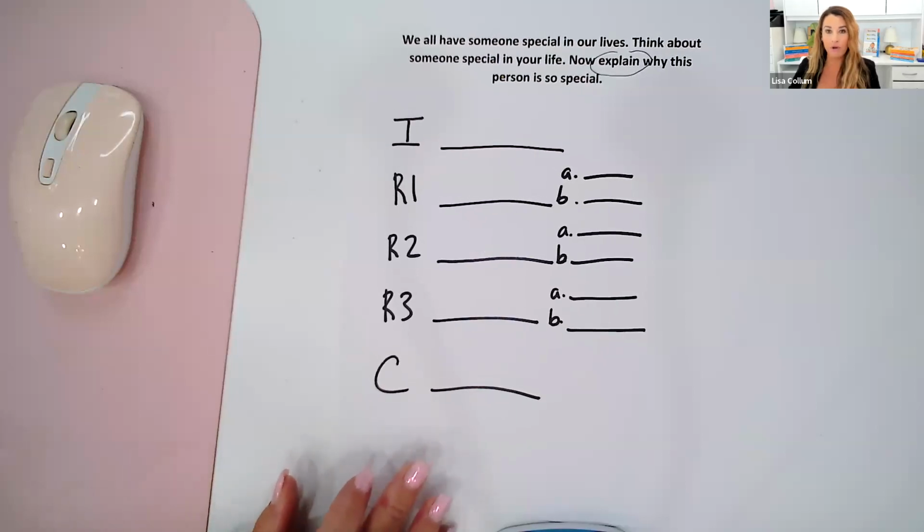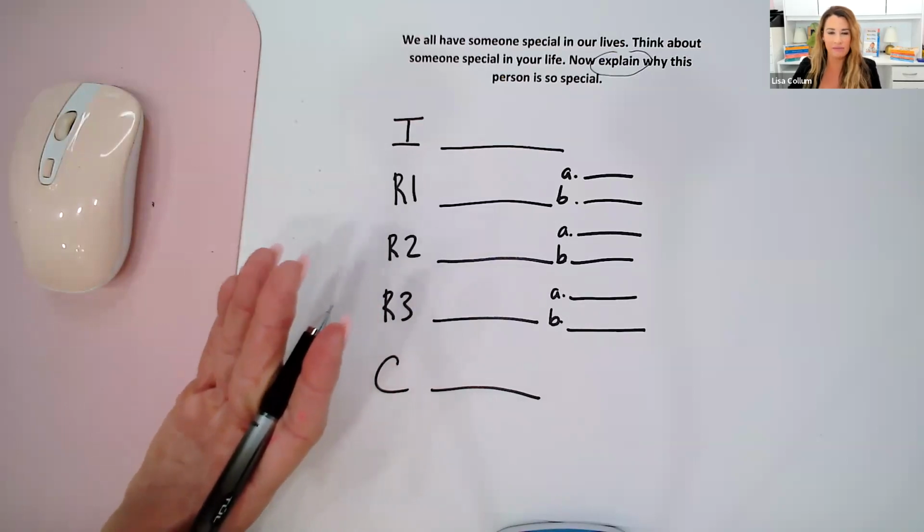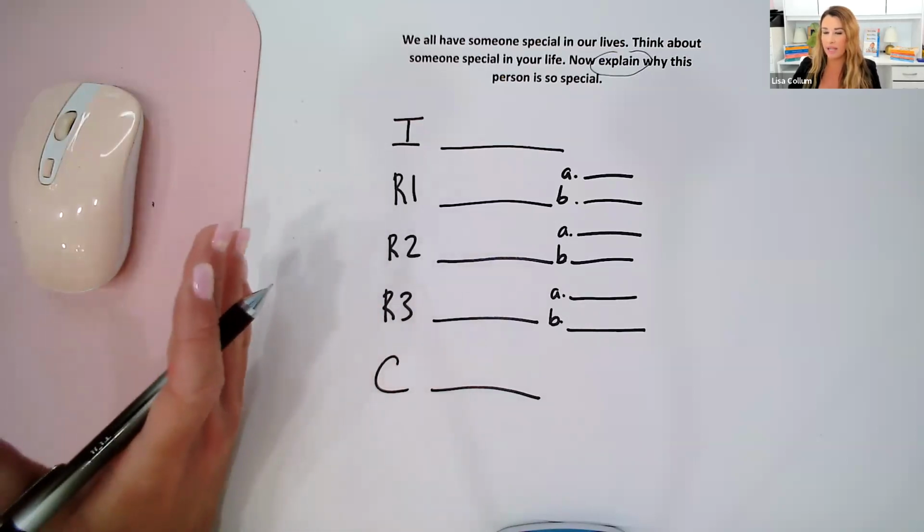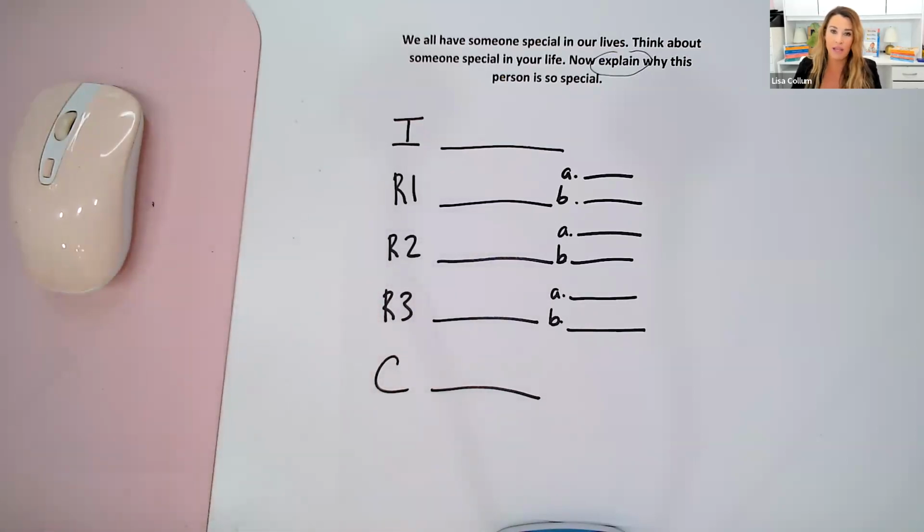Okay, remember, the prompt is telling us what to write about. I can't write about my favorite vacation. That's not what the prompt is saying. The prompt is saying, think about someone special in your life. Now explain why this person is so special. So I want you to think for a minute about someone that's special in your life. Now, don't worry if there's like 3 people, just choose one. You don't want to overthink this and go, for 20 minutes, I don't know. Just pick someone because you don't want to waste time overthinking it. Just pick anyone. It's okay.